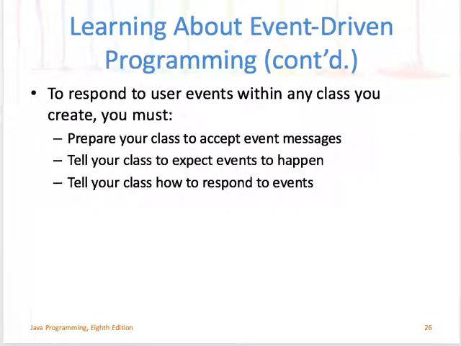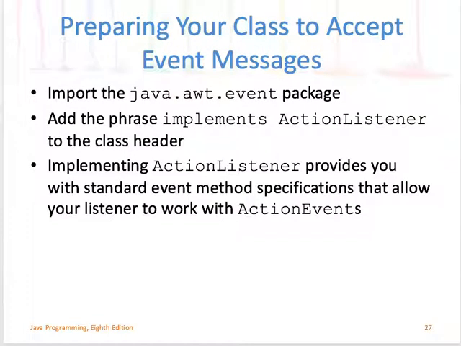We'll move on. Import the java.awt.event package. So that talks about how you import your event. Add the phrase implements ActionListener to the class header. That says, hey, you're going to use an action listener. It's going to be something that once you click a button, something is going to occur on an action. So that will be something that we definitely need to consider when we're writing the program. And we'll go through some examples of that.